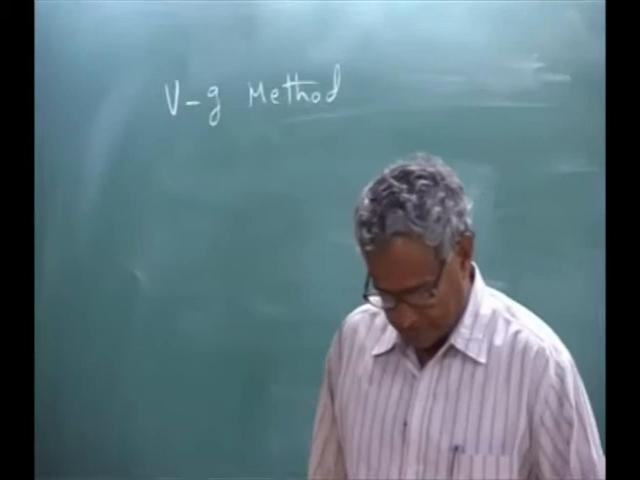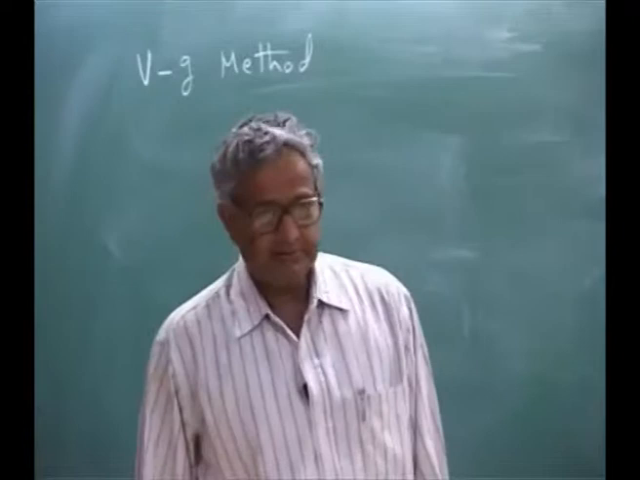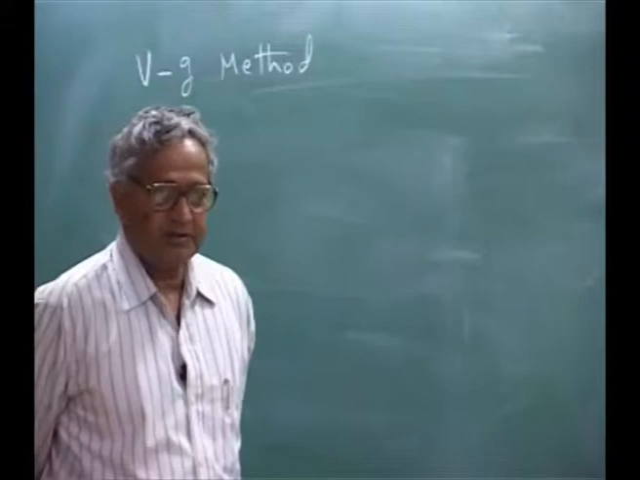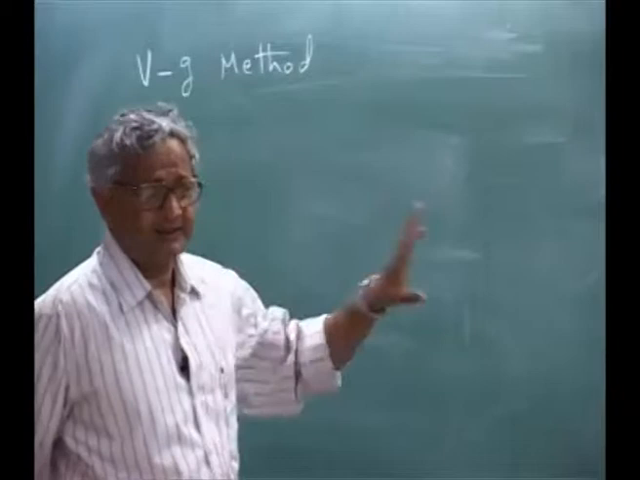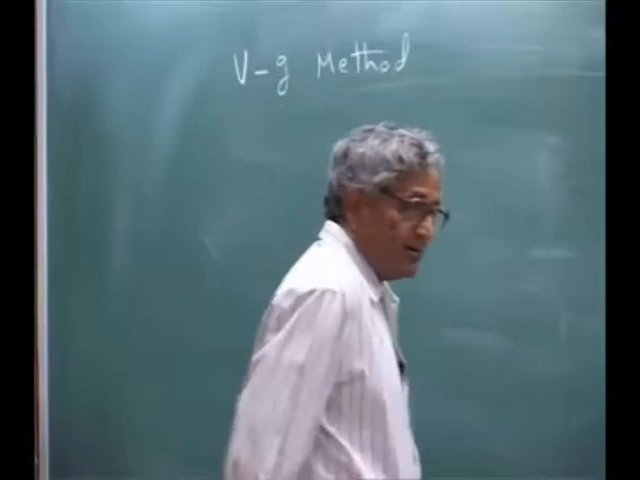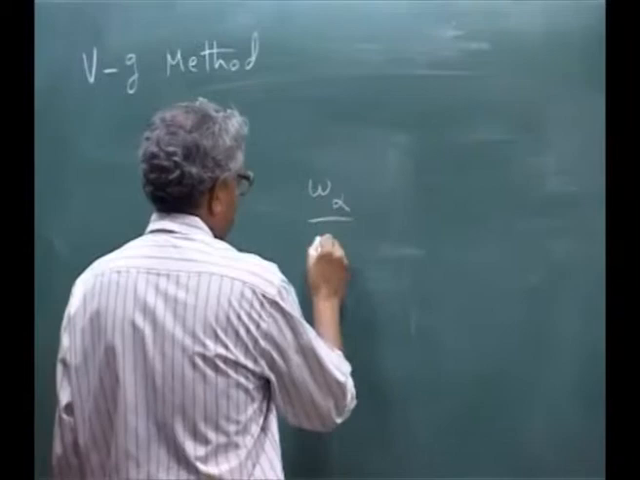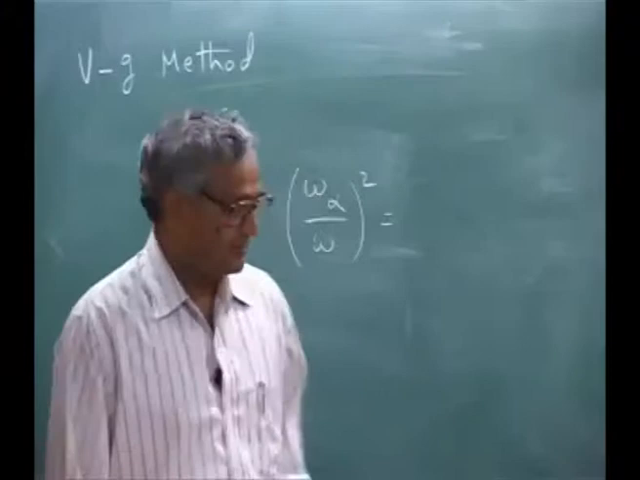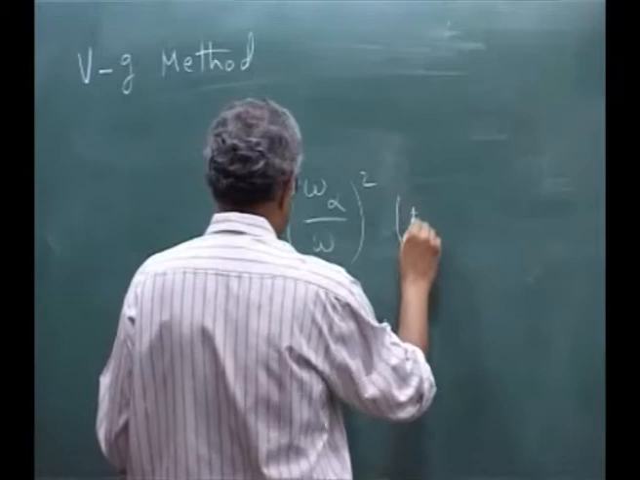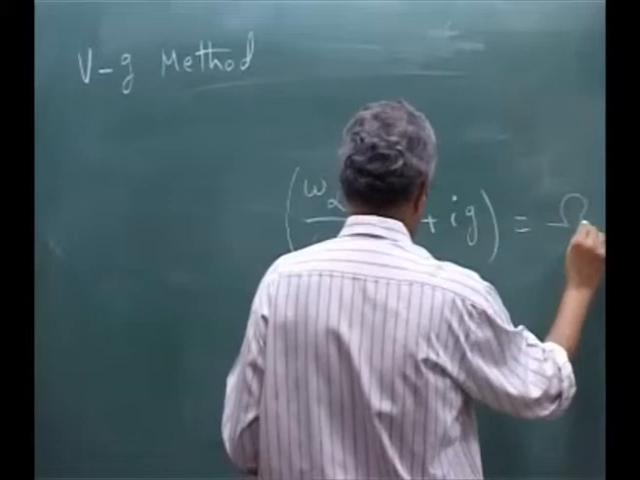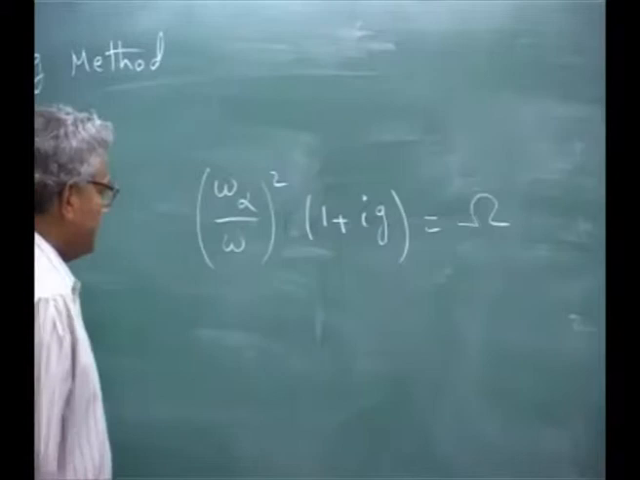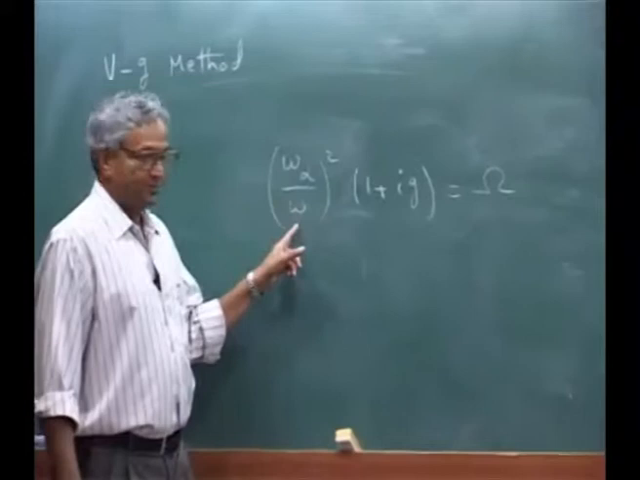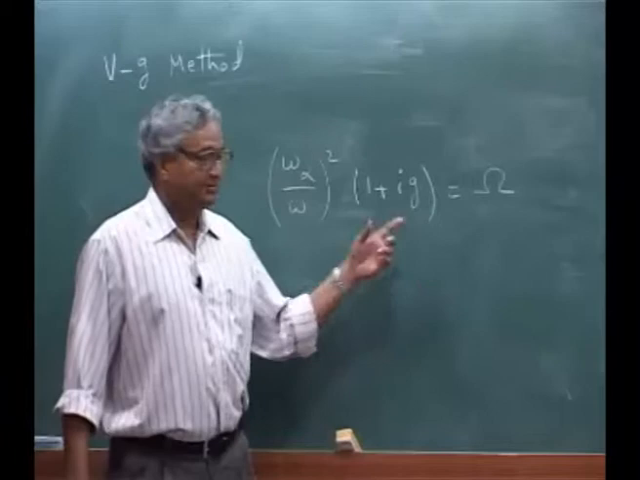Now, how do we solve this problem? What was done is, I will first describe the approach, later I will give some effect of various things, okay? You now write omega alpha over omega whole square into some quantity, 1 plus ig. This is a complex number. 1 plus ig equals capital omega, I am saying. Okay.